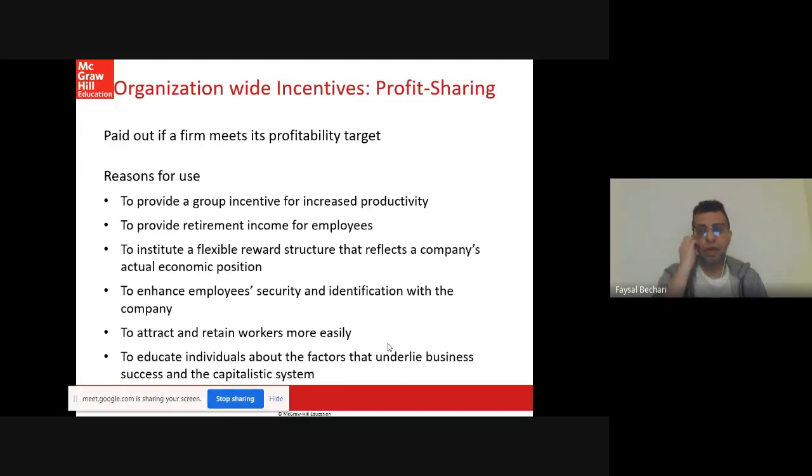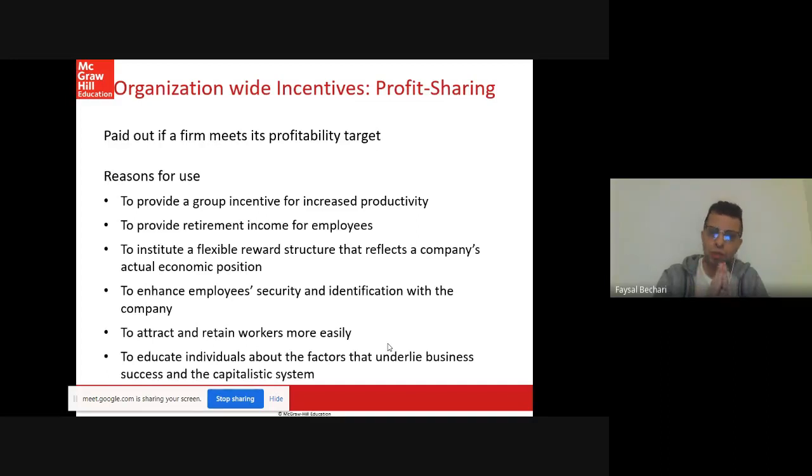Profit sharing is used in very advanced companies that calculate at the end of the year how much profit they make, and they share it with the employees according to their job level, rank, and how many years they have been there. IBM does that. Some other companies do that. It's paid out if a firm meets the profitability target.